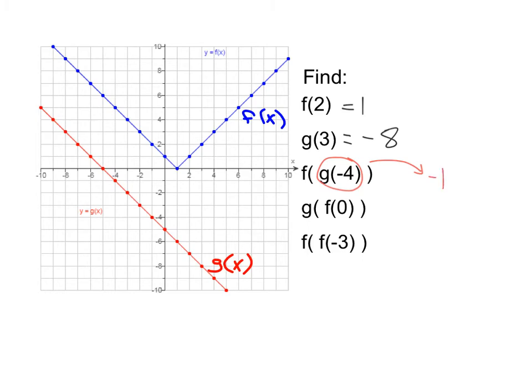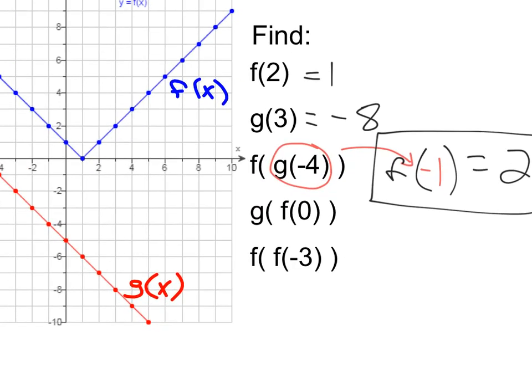So now I'm working from the inside out. I need to figure out what is f of negative 1. So I'll go to the negative 1 x value, and I'm figuring out for my f function. So f of negative 1 is going to be a positive 2. So I kind of had 2 steps.